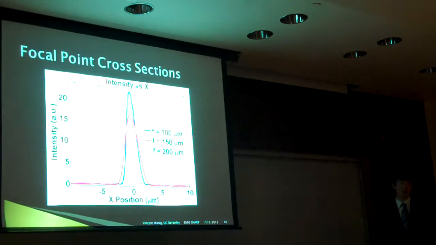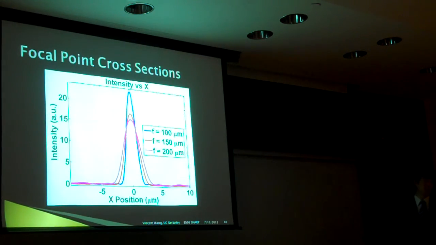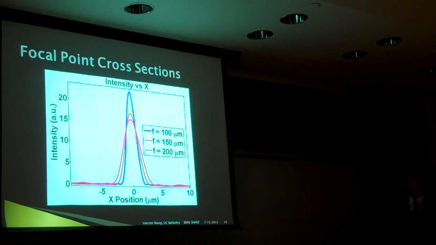To analyze the data, I plotted the intensity cross-sections for the focal length cross-section, for each of the 3 lenses I designed. In this plot, here's the X position where the lens was, and here's the Y, which indicates intensity. The 100 micron focal length lens, shown by the blue line, has the highest and narrowest intensity peak, while the 200 micron focal length lens had the widest and lowest intensity peak.